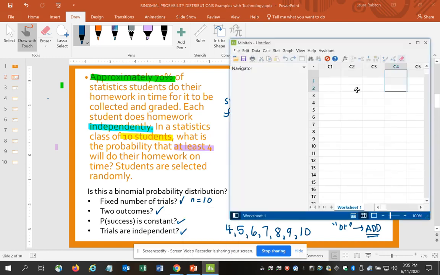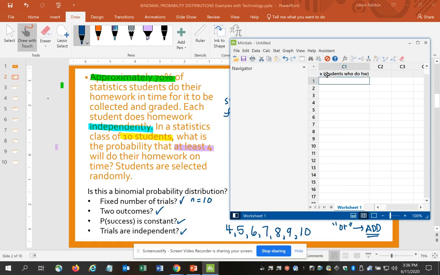I want to show you how to put this into Minitab first. You would open up Minitab to a spreadsheet. In column 1 of the spreadsheet, you would need to put X, which in this case would be the students who do their homework.